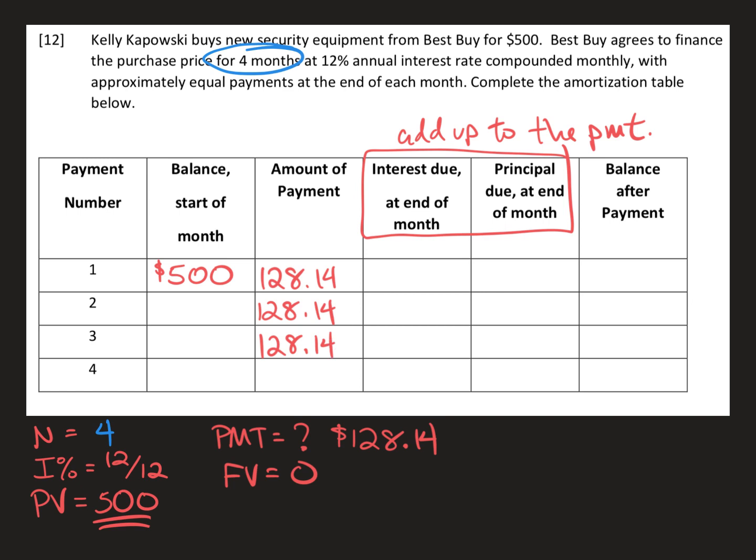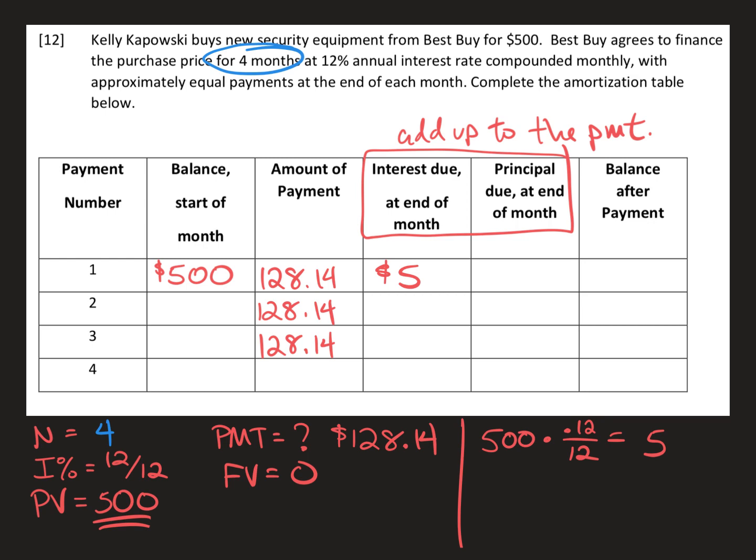Okay, so for us to figure out how much interest is paid for the first month, we have to multiply the total balance times the interest rate as a decimal over the compoundings per year. So type that into a calculator to get $5, $5 even.